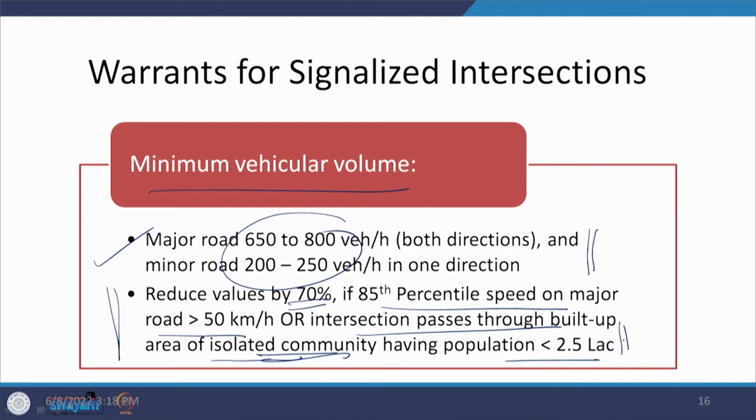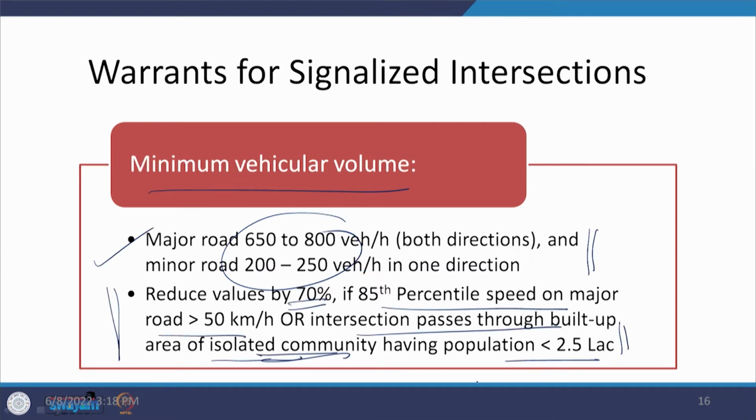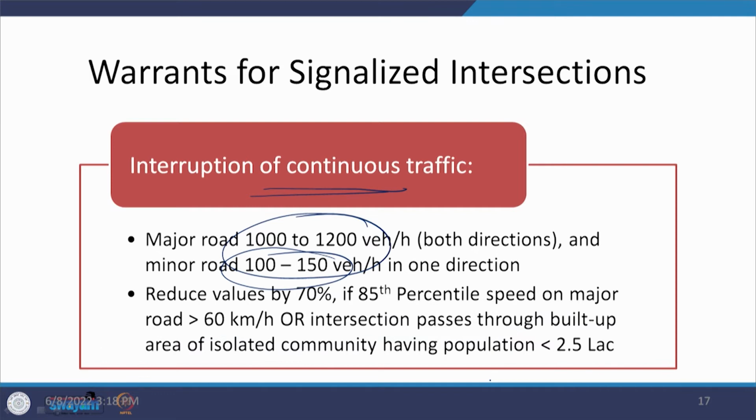And this one is going to be repeated and used in other criteria too. Now, if you look at the continuous traffic condition, then the values have increased. They have become 1000 to 1200 vehicles per hour both directions for the major road and 100 to 150 vehicles per hour on the minor road. In fact, in the case of the minor road, it has reduced. In the previous one, it was 650 to 800 for the major road and 200 to 250 for the minor road, but that is changing in opposite directions.